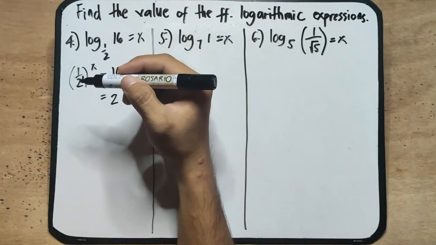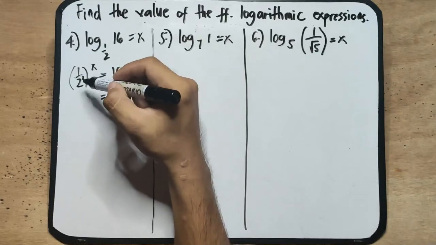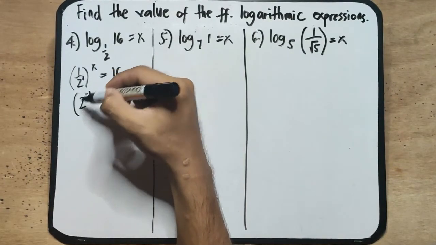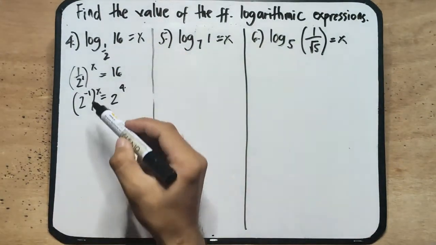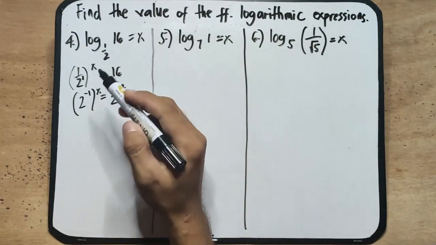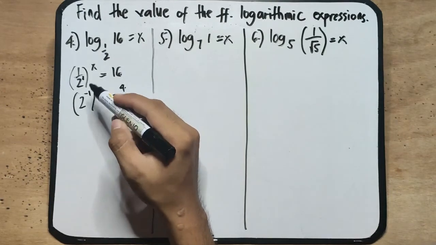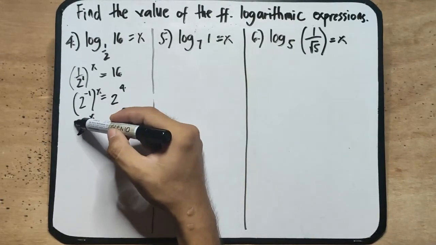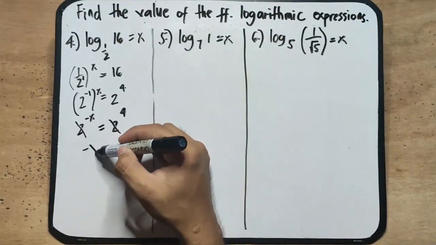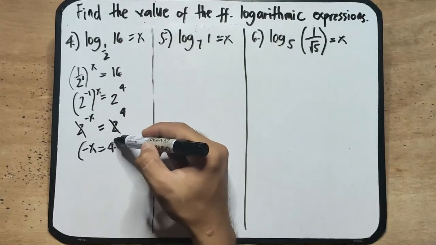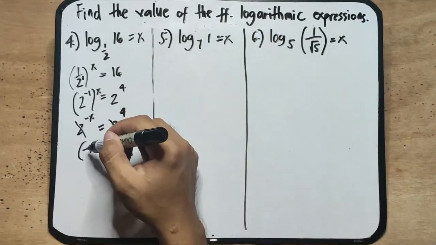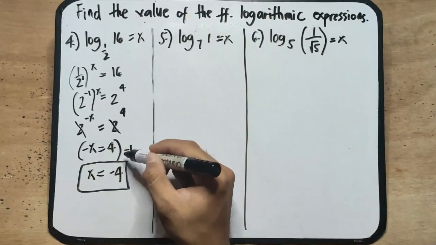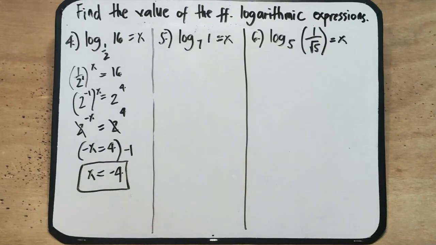So if we apply the law of exponents, this can be negative. We raise it, 2 raised to negative 1, then raised again to x. So multiplying this one, power of a power, negative 1 times x is negative x. And then you bring down 2 raised to 4. Same base now, we disregard the base. So negative x is equal to 4. Multiply this one using negative 1. Negative 1 times negative x is positive x. And 4 times negative 1 is negative 4. This means this is our answer. x is equal to negative 4.